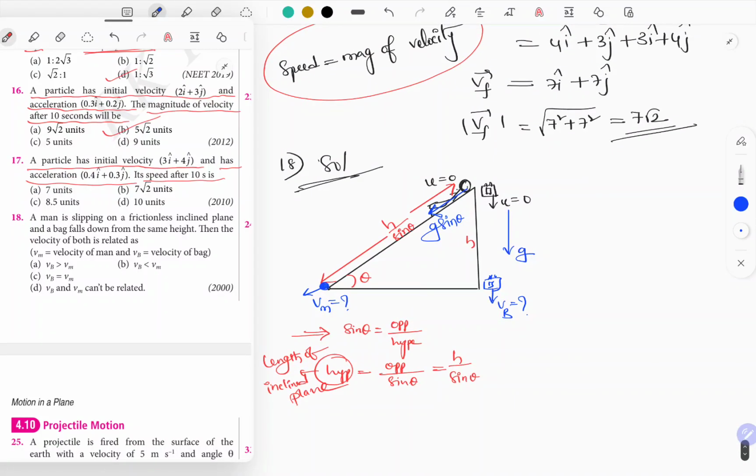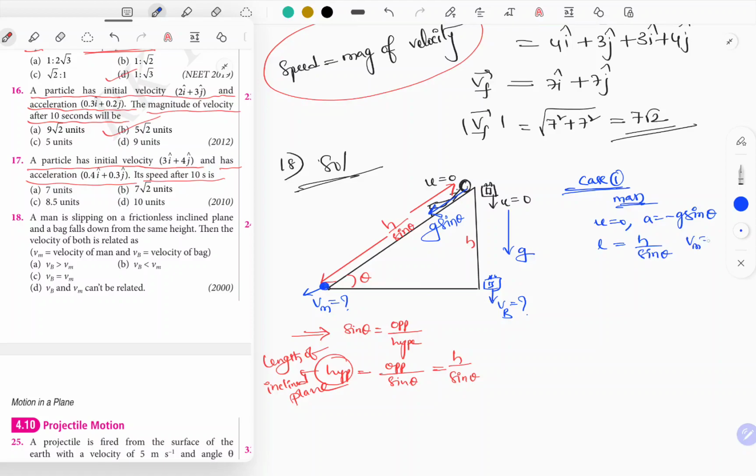In case 1, let me take the man. Initial velocity is equal to 0. a is minus g sin theta as he is falling down. Now I have to find the final velocity. I know the distance of separation also. What is the distance of separation? The length of the plane is equal to h by sin theta.